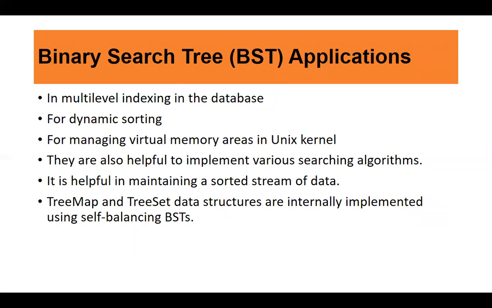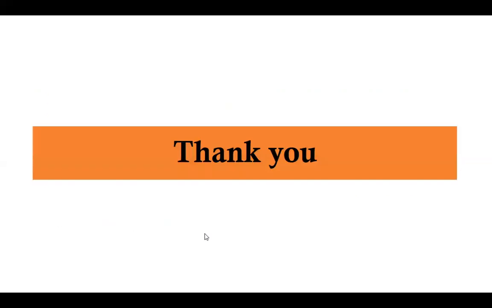Tree map and tree set data structures are internally implemented using self-balancing binary search trees. Fine. Of course, we saw the skew trees also, which was the disadvantage of binary search tree. And we look at the variations of binary search tree, that is AVL tree and red-black trees, which will overcome this problem of skew trees. I hope the concept of binary search tree is clear.